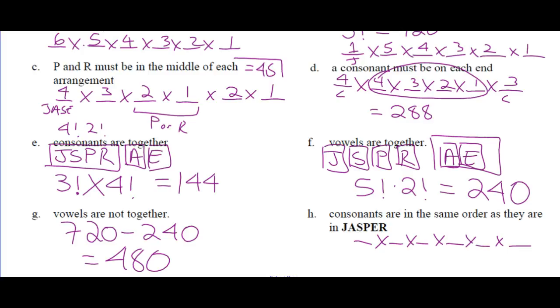I have 6 blanks. So I'm only really interested in putting the vowels down, right? Like once the vowels are down, there's only one way to fill in the rest of the blanks, yeah? It's got to be a J, and then an S, and then a P, and then an R. So how many ways in here can I put those 2 vowels down?